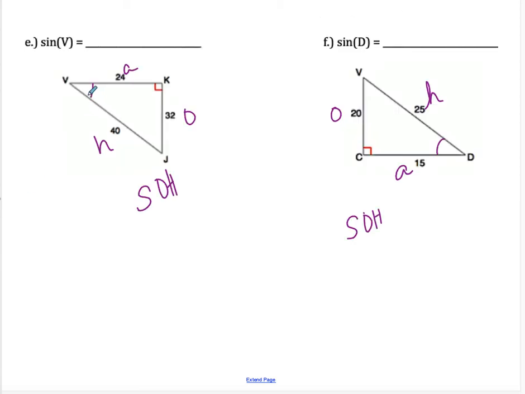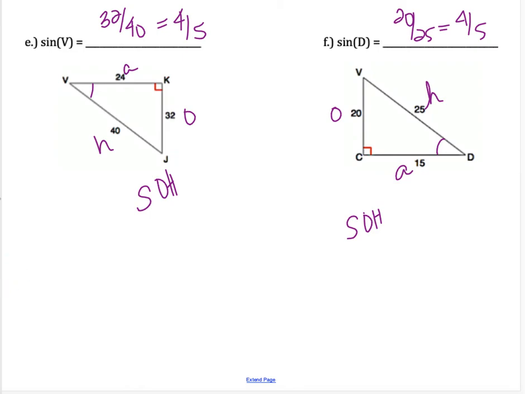And E, from angle V, I have hypotenuse, opposite, adjacent. I see sine. I'm telling myself SOH, so opposite and hypotenuse, I have 32 over 40. 4/5. And on the last example here on F, I have sine of angle D, which again, I think SOH, and my opposite and hypotenuse is 20 over 25. Again, reduces to 4/5.